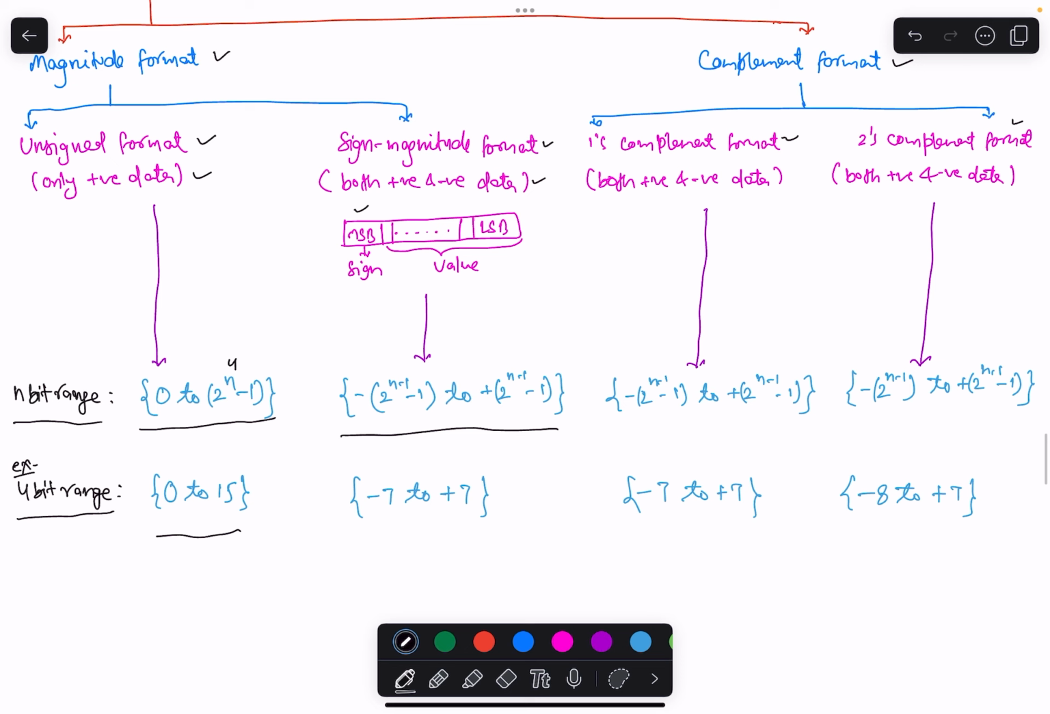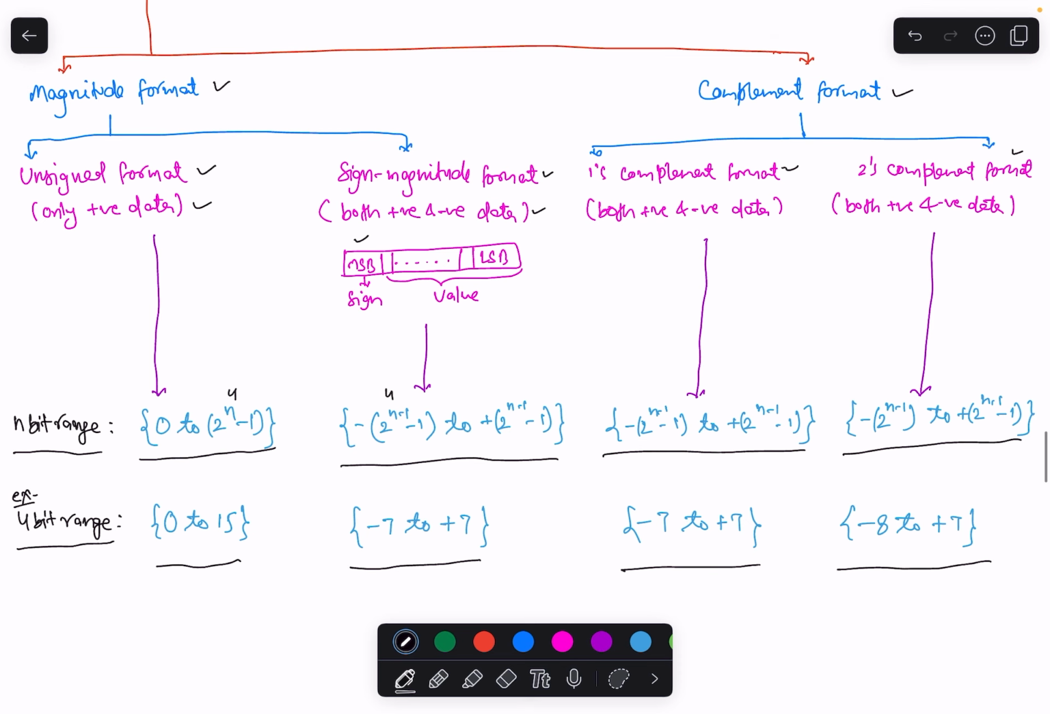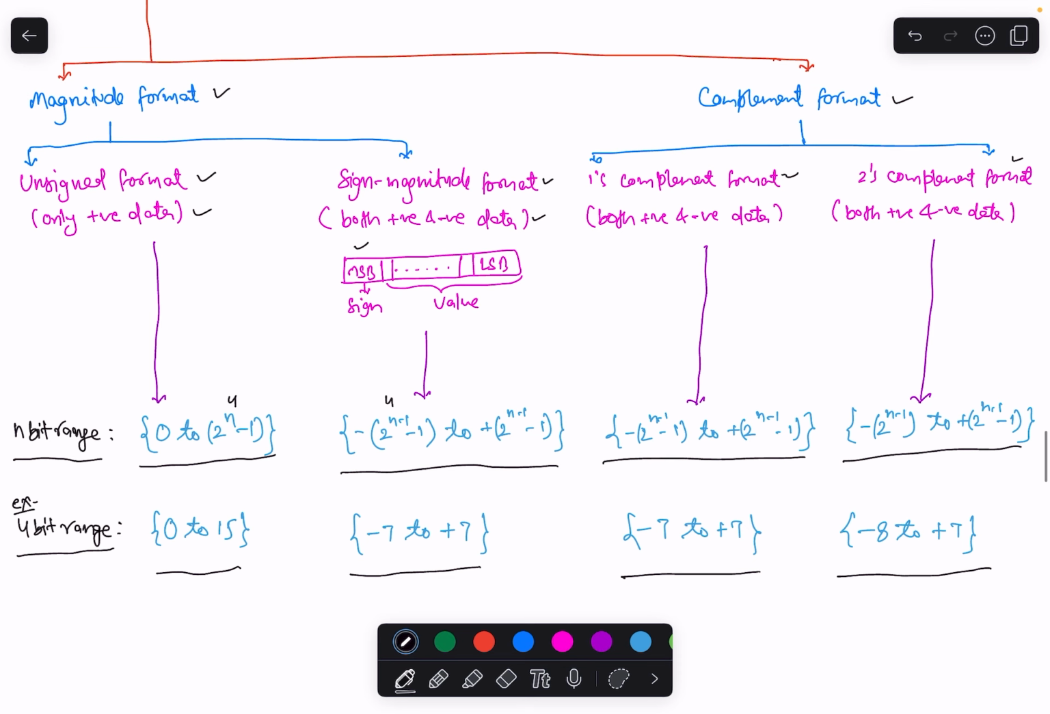If you put n is equal to 4, it would be minus 7 to plus 7, and this is the same in the ones complement format, so it will also be minus 7 to plus 7. In the twos complement format we can represent minus 2 to the power n minus 1 to plus 2 to the power n minus 1 minus 1. If we put n is equal to 4 here, it would be minus 8 to plus 7. We will now see where these ranges came from, and discuss all these formats in detail.